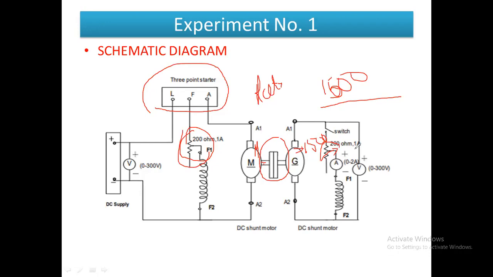Once the current is changed, that means we are increasing the current flowing through it. Once the current increases, we observe the induced EMF by using this voltmeter. Okay, when the current increases, whether the induced EMF increases or decreases, and after that we plot a graph. So this graph obtained is nothing but the OCC characteristics, that is, the open circuit characteristics.